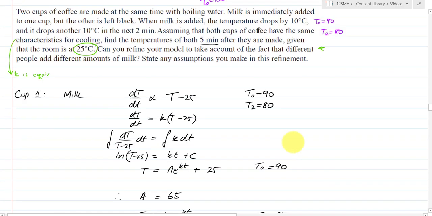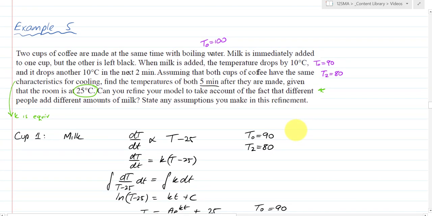And so the question asks: find the temperatures of both 5 minutes after they've been made, given that the room temperature is this. So I've found the temperatures of both. Now, can you refine your model to take into account the fact that different people add different amounts of milk? Well, we dealt with the milk quite nicely by recognising that it dropped 10 degrees Celsius based on that particular amount of milk. If we double the milk, does it decrease by 20 degrees?